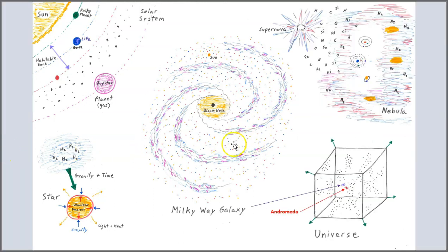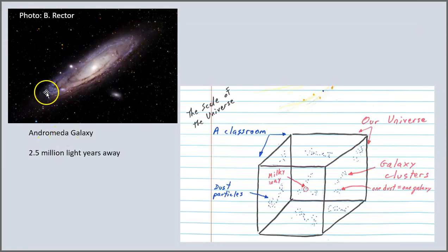Now it's time to locate our galaxy in the larger scale structure of the universe. Our Milky Way galaxy is just one galaxy in the observable universe, and there are hundreds of billions of other galaxies. Now, the Andromeda Galaxy is a very close neighbor. So the Andromeda Galaxy is about 2.5 million light years away. But there are hundreds of billions of galaxies in our universe.